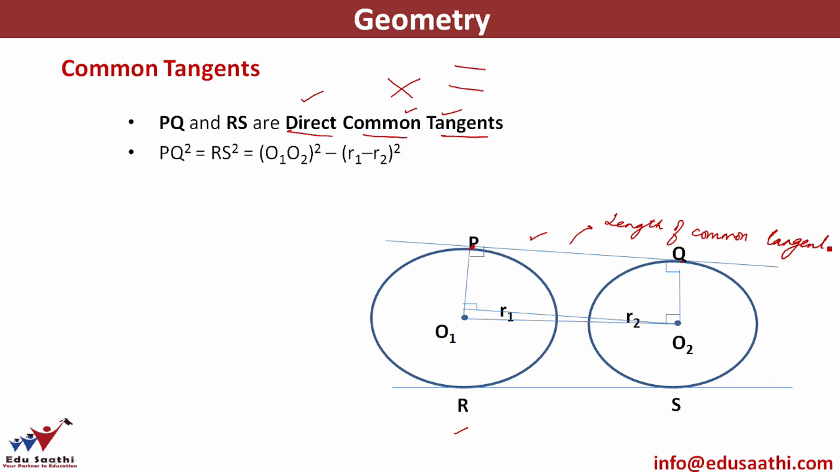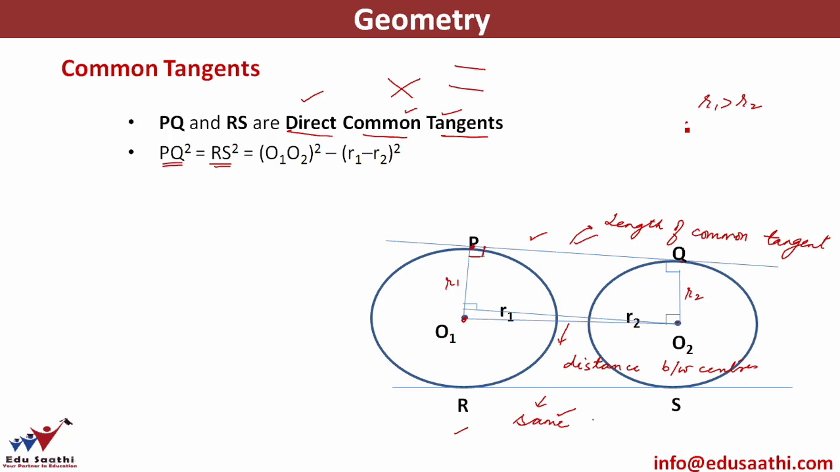This is the length of the common tangent that I have in this case. Now, if I look at the direct common tangents, which are PQ and RS, their length would be the same. So that means if I find out the length of PQ, that same will be the length of RS. So I'll find out the length of one. If I join O1 and O2, this line will be known as the distance between their centers. This O1P is the radius of the first. O2Q is the radius of the second. Now here I am imagining that R1 is greater than R2.